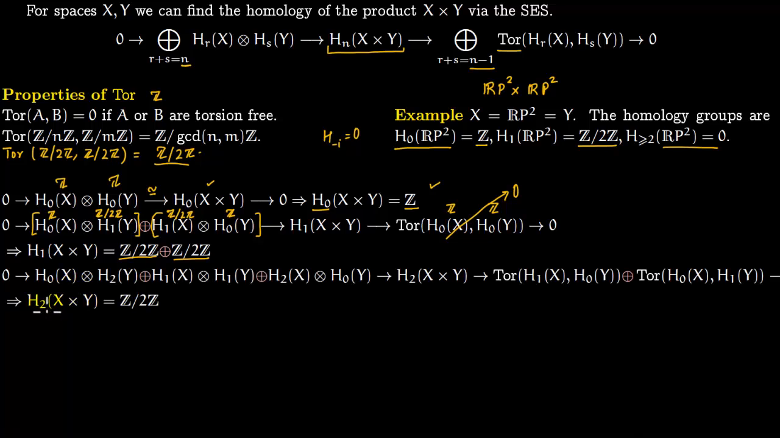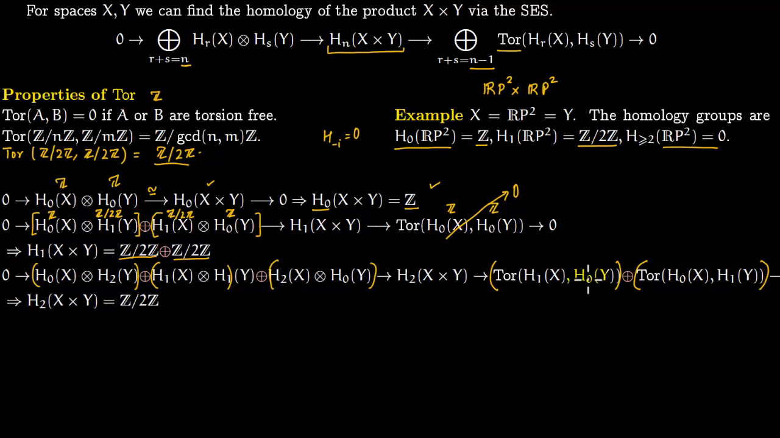Now we want to compute H2. So for H2, this H2 will have to come from some direct sums here. For the direct sums, you have 0, 2, which sums up to 2. You have 1, 1, which also sums up to 2. You have 2, 0, which also sums up to 2. And for Tor, it has to sum up to 1. So you have Tor of H1, H0, then direct sum with 0, 1. Again, 0 plus 1 gives you 1, and 1 plus 0 gives you 1.